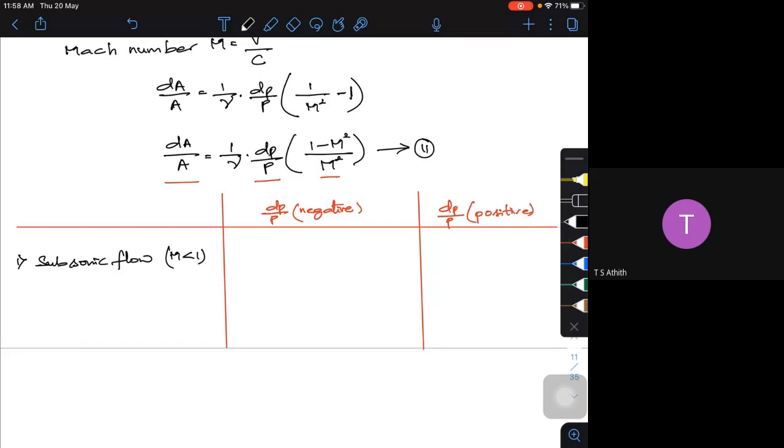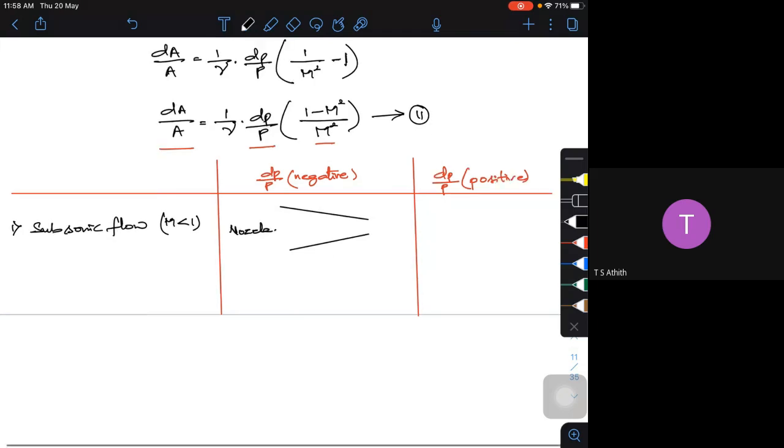So what will happen if it is a negative dP by P? What do you mean by it actually? dP by P is negative. It is a nozzle. Okay, it's a convergent nozzle. It means I'll be having a convergent nozzle, something like this. If dP by P is negative, this becomes a nozzle. And to be very precise, it is a convergent nozzle.